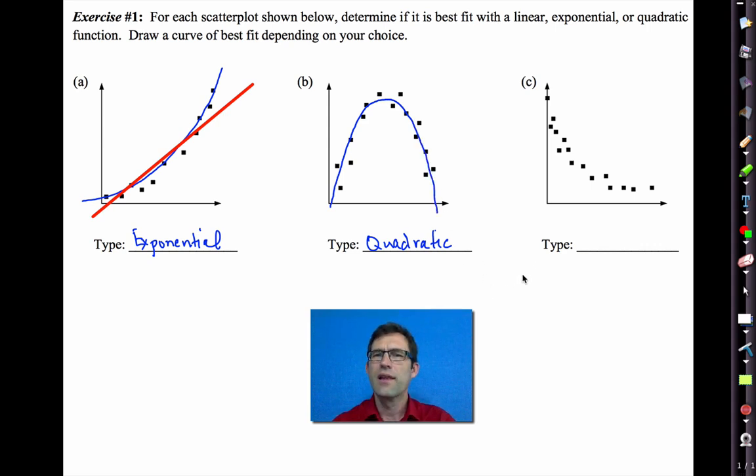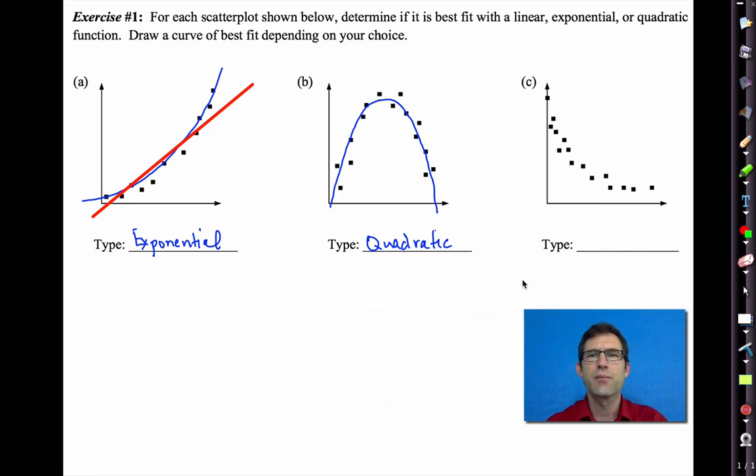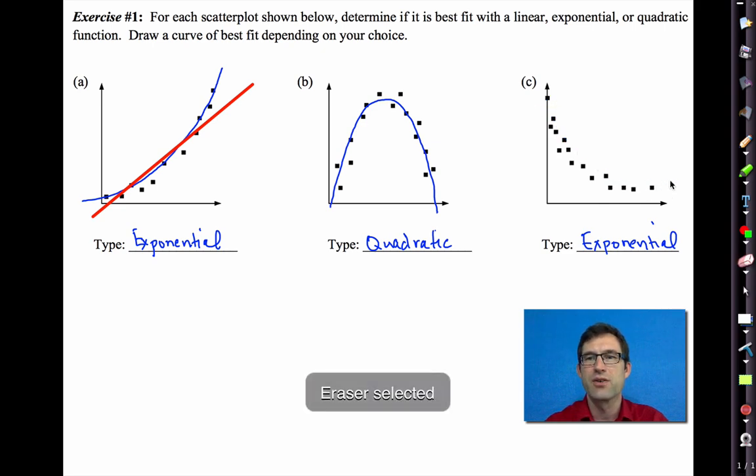All right. Letter C is very similar to letter A. A linear function might do an okay job, but because this thing decreases and then decreases slower, I would have to say exponential. So again, I'm not sure that's the best exponential of best fit. In fact, I'm quite certain it's not. If I'm going to draw an exponential of best fit, I'd like it to go through some of the data. And there we go, right?